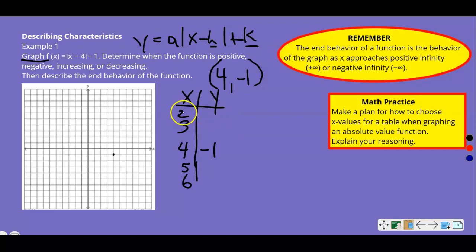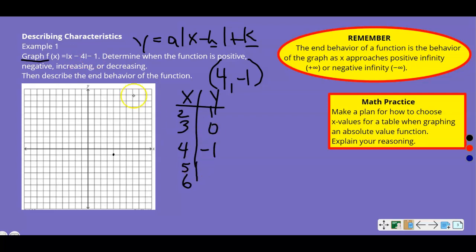Now, how do you find the y value? You simply plug in x. Take each x and plug it in to find f of x. f of x is the same as your y value. Let's take 2. 2 minus 4 is negative 2. The absolute value of negative 2 is 2. 2 minus 1 is 1. Do the same thing with 3. 3 minus 4 is negative 1. The absolute value of negative 1 is 1. 1 minus 1 is 0.